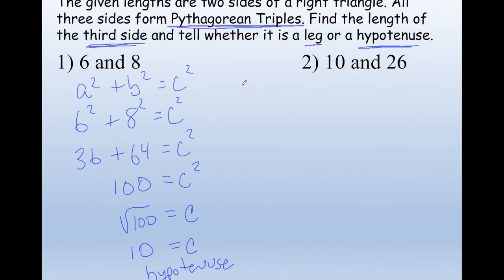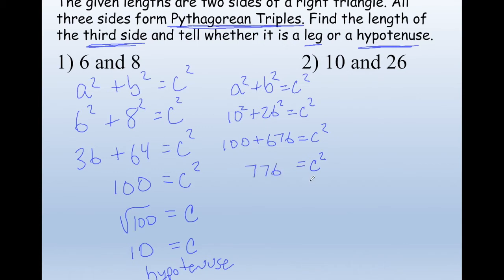Okay, let's try our second problem: 10 and 26. We'll do the same steps. We'll put the 10 squared in here, and we'll put the 26 in for B. Only takes a second to do. That's going to be 100 plus 26 squared, which is 676, equals c squared. C squared equals 776. I'm going to take the square root. Now remember, we expect this to be a whole number. Square root of 776 is 27.85. That's no good.